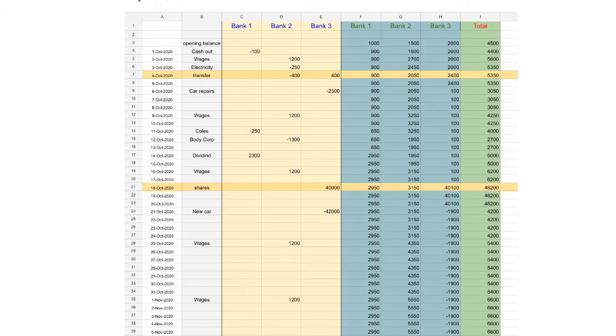So also before this date of the 21st of October we would need to make another transaction, a transfer out of either bank 1 or bank 2 to pick up that $1,900 shortfall in bank 3.